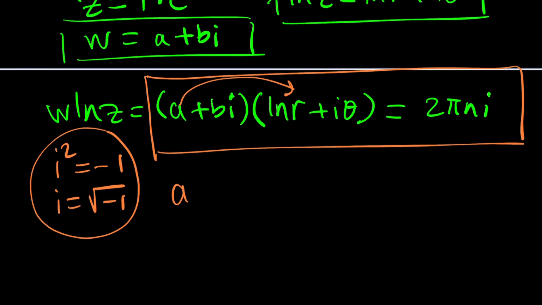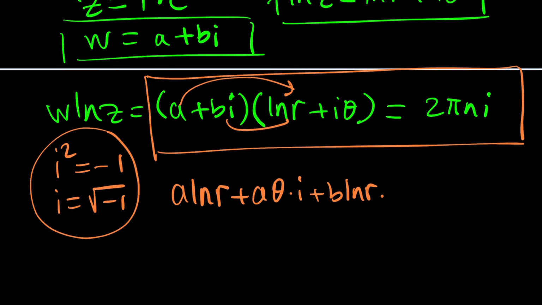This is going to give us a ln r plus a theta I. And then this one is going to give me b ln r times I. And finally, when we multiply these, we're going to get I squared, which is going to give us a minus sign. And that'll be b theta, because I squared is -1. And this is equal to 2 pi n I.